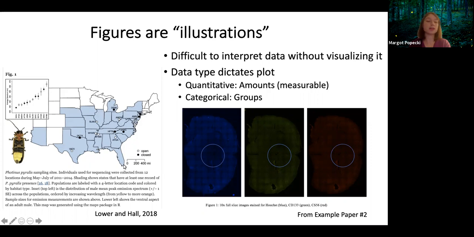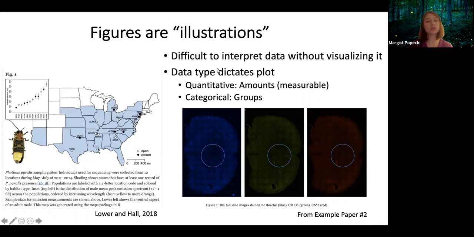plot this map instead. So we can very quickly see, wow, these populations are pretty spread out. Some are close together. We can see their location proximity to each other. We also get a very clear idea of which habitats were open or closed and what that distribution looks like. So it's important to think about your data and how to present it clearly for the reader.